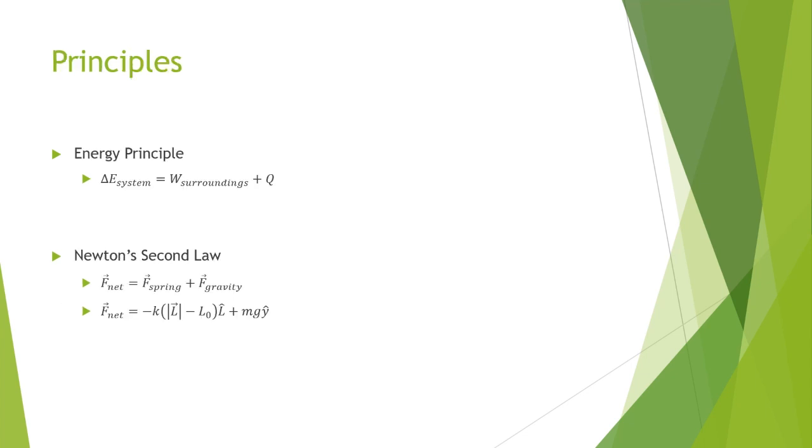So, the energy principle states that the change in energy of the system equals the work done by the surroundings plus the change in heat. And for this experiment, the work done by the surroundings and the change in heat were both zero, so the change in energy of the system should be zero.